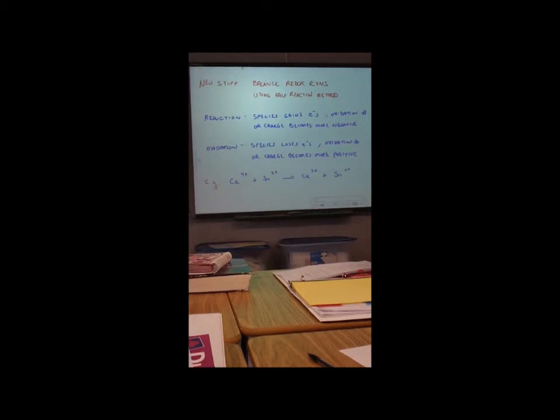In this reaction, the cerium is reduced. And you know that because its oxidation number, or charge, lessens. It gains an electron. Tin, on the other hand, is oxidized. It starts out as tin 2+, and it ends up as tin 4+. So it has to lose electrons, hence it is oxidized.